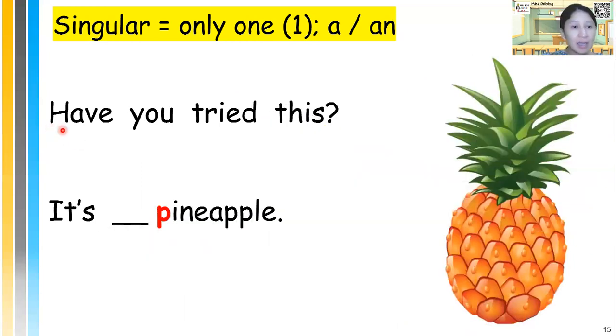Look at this. Have you tried this? What is this? It's a or an pineapple? It's a pineapple. Good job, pineapple. P begins with letter P, so we use a. Yeah, a pineapple. Good job.